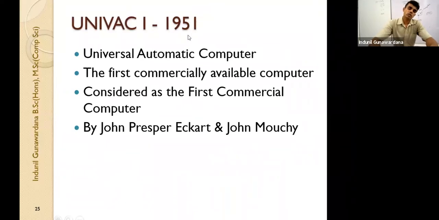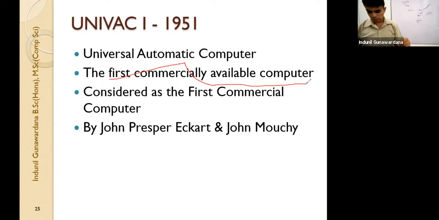Then UNIVAC, after another 3 years, was again by Eckert. You can remember those rhyming words: ENIAC, EDVAC, UNIVAC, all by Eckert. Now this is called the Universal Automatic Computer, UNIVAC. The first commercially available computer, that's its importance. These machines were available for anyone to purchase commercially, just like the laptops and computers we use today. Likewise, UNIVAC is the first machine which was commercially available to people. And this was by Eckert and Mauchly. That's clear.